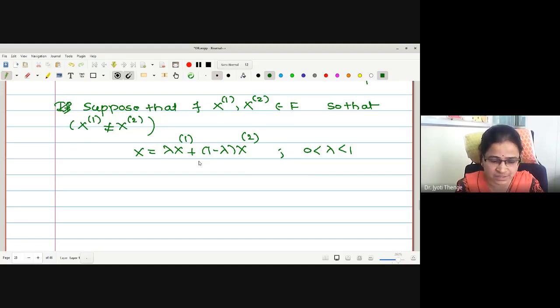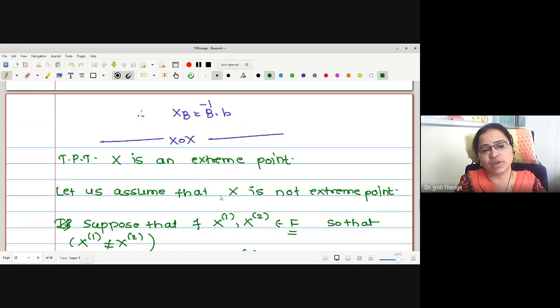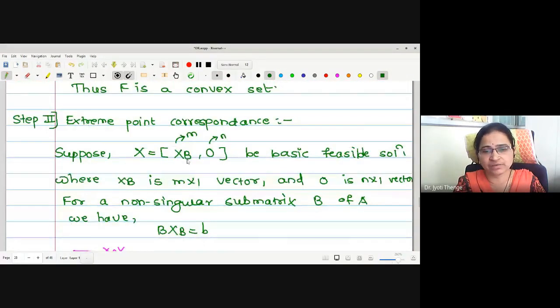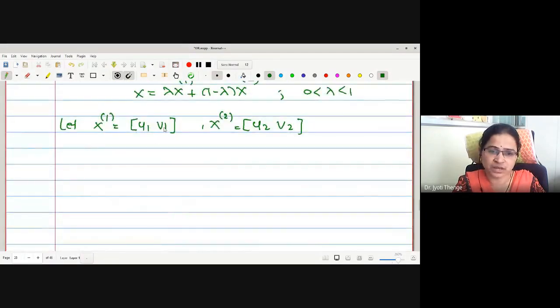Now let me write what x1 and x2 are. As these two are elements of F, those are feasible solutions. Therefore, let me write x1 to be the vector (u1, v1) and x2 to be the vector (u2, v2). Why have we made this differentiation? Because for XB we have already written basic and non-basic separately. The first is an m-tuple vector, the second is an n-tuple vector. Likewise here, the first is an m-tuple, the second is an n-tuple vector for x1 and x2.